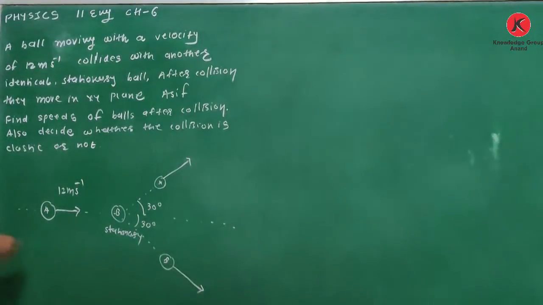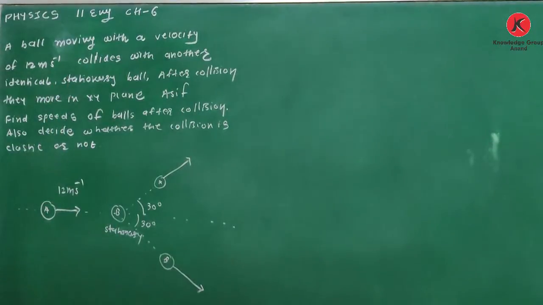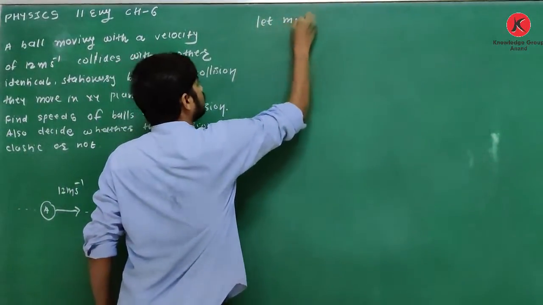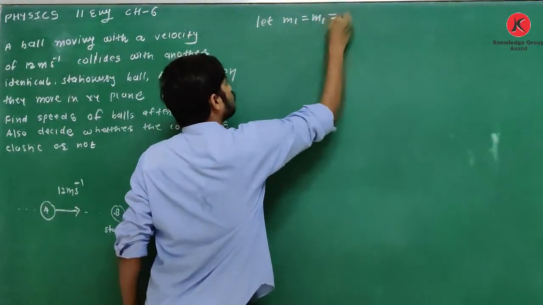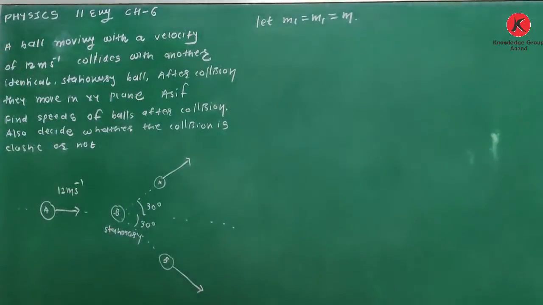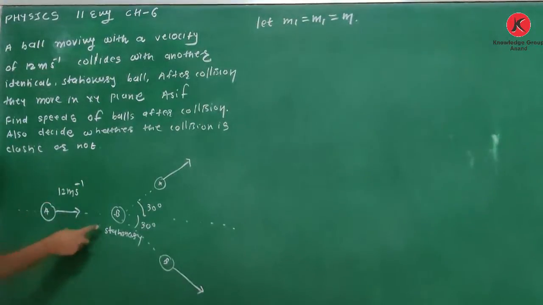A ball moving with a velocity of 12 meter per second collides with another identical stationary ball. Identical balls, so I have to assume m1 is equal to m2 is equal to m. Their masses are the same because they are identical. This ball is moving with velocity 12 meter per second and the other is stationary.